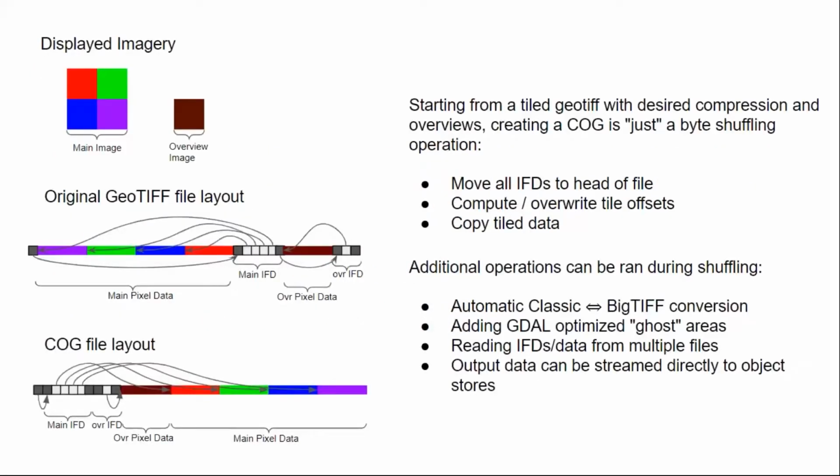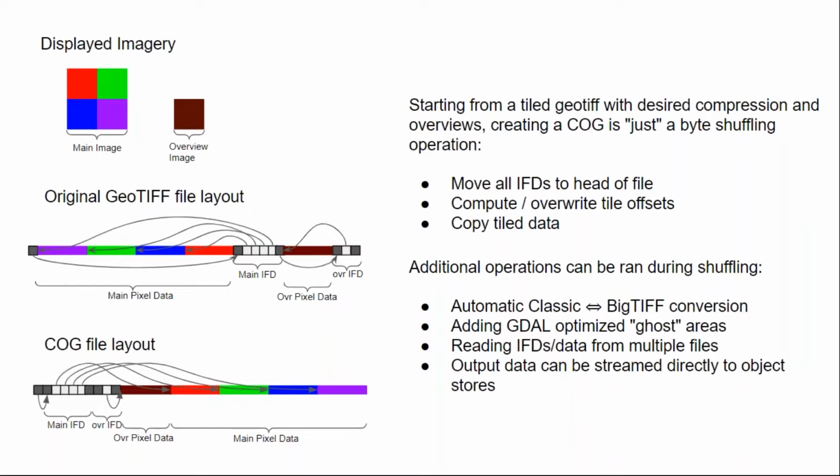So the essence of Cogger is the observation that if you're starting from a tiled geotiff with already the desired compression and overviews, then creating a COG from that data is just a byte shuffling operation. It just means take the IFDs that may be found sparsely across the file and move them to the beginning of the file, then recompute the offsets of the actual tile data inside the file, so that they'll point to the correct locations inside the new file, and then just copy over that tile data to the new file.